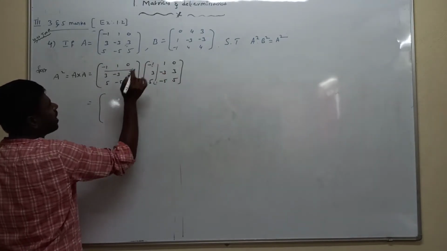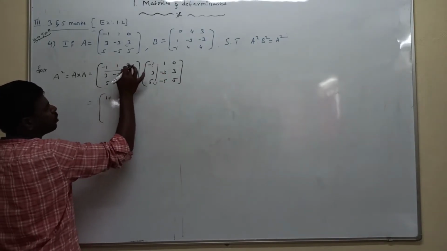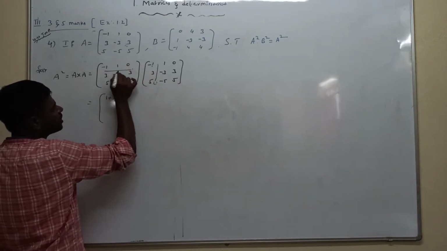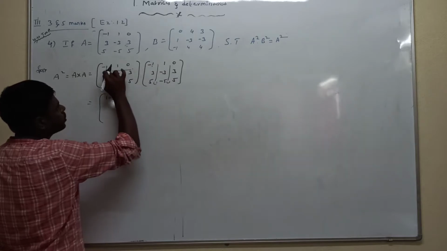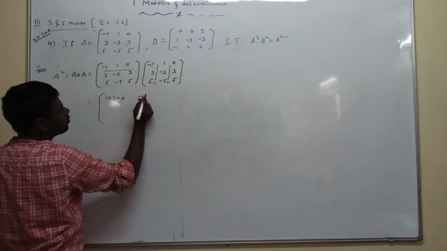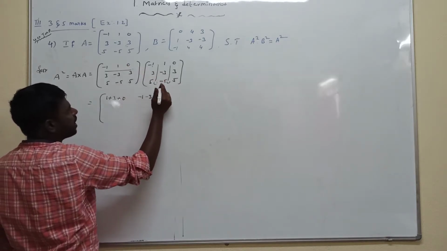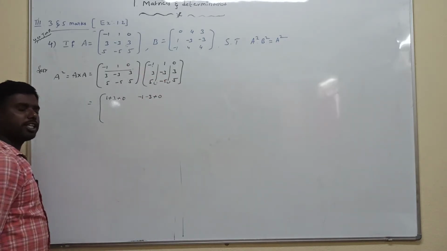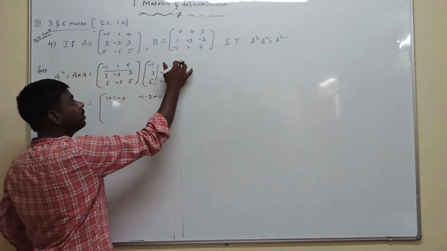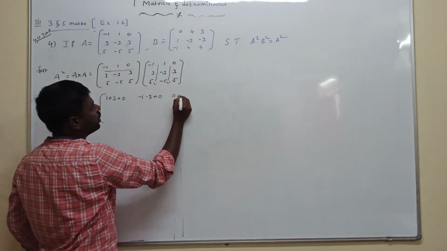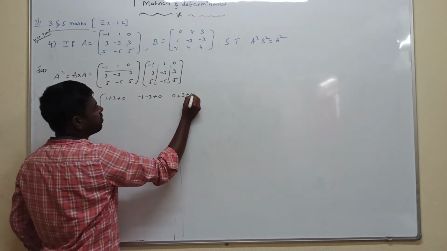So minus 1 into minus 1, that is plus 1, plus 1 into 3 is 3, plus 0 into 5 is 0. Next product, first row, second column: minus 1 into 1 is minus 1, 1 into minus 3 is minus 3, plus 0 into minus 5 is 0. Next, first row, third column: minus 1 into 0 is 0, plus 1 into 3 is 3, plus 0 into 5 is 0.